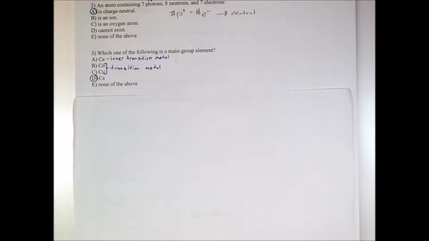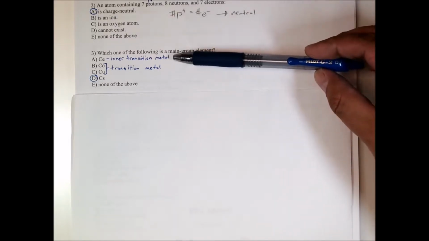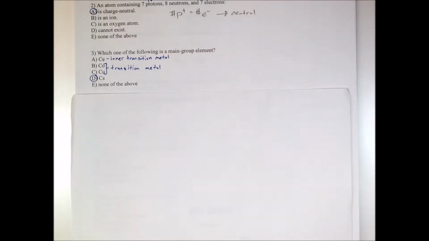All right, next one's here. Which one of the following is a main group element? And I went ahead and labeled which one's which. So A was an inner transition, B and C were transition, and then cesium, choice D, is a main group element.